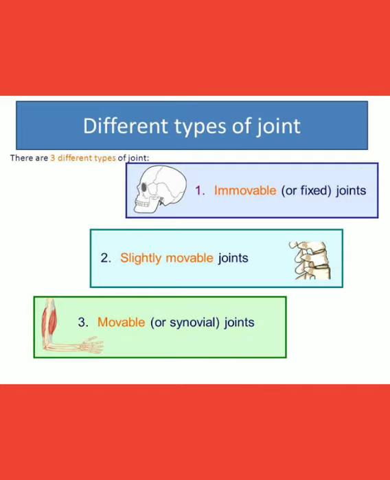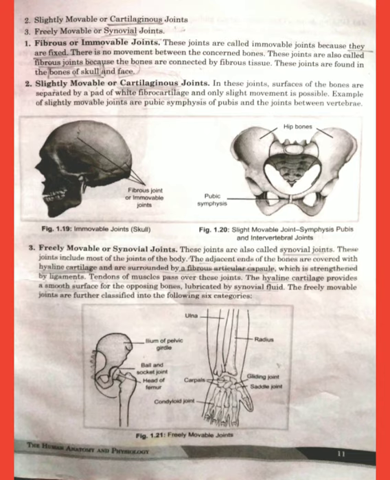So, fibrous or immovable joints, as from the name only you can understand that they are fixed and they cannot move, such as the bones of our skull or face. And these joints are also called fibrous joints because the bones are connected by fibrous tissue. The next is slightly movable or cartilaginous joints. So here the surface of the bones are separated by a pad of white fibrocartilage and only slight movement is possible. For example, the joints between the vertebra or pubic symphysis of pubis.